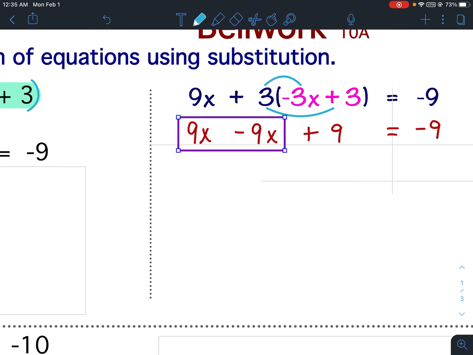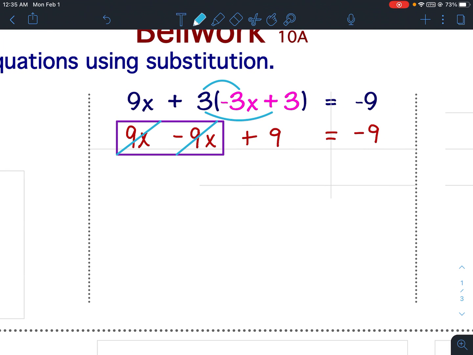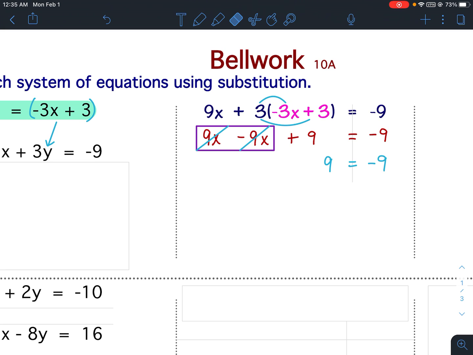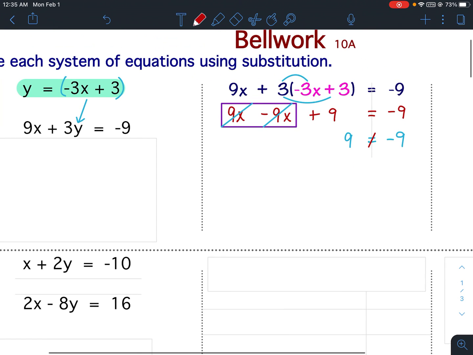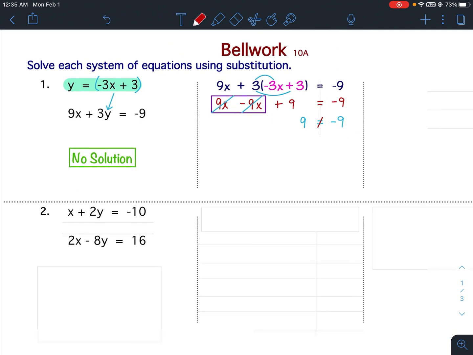Well, 9x minus 9x would actually cancel out. So my variable terms cancel out, leaving 9 on the left side of the equation and negative 9 on the right side. Since your variable terms cancel out, this is either going to be no solution or infinitely many solutions. So we want to look at the numbers that were left. Does 9 equal negative 9? No, it does not. So you're going to want to put a slash through that, and because they are not equal to one another, this is a no solution problem.